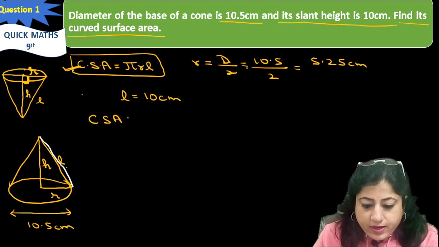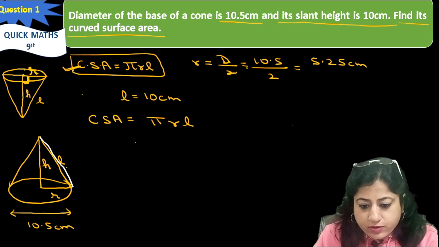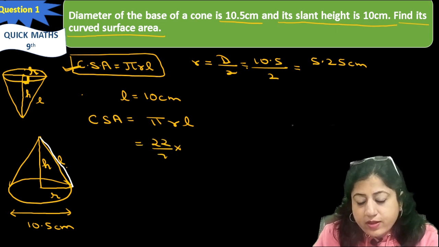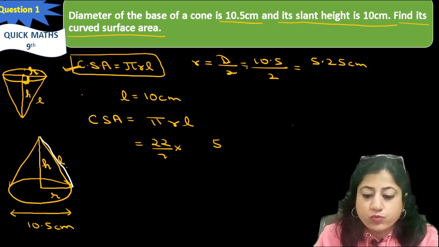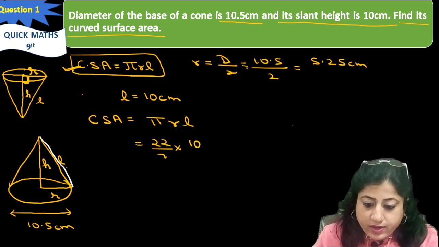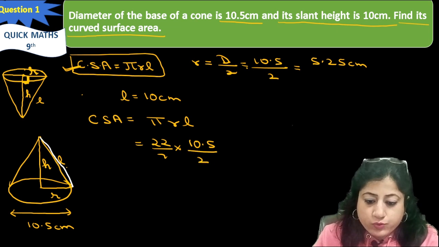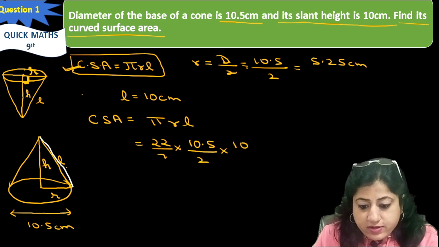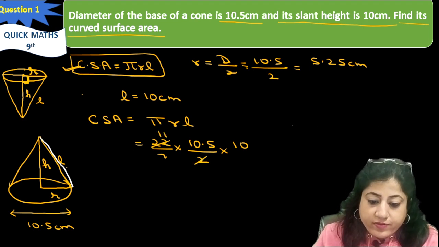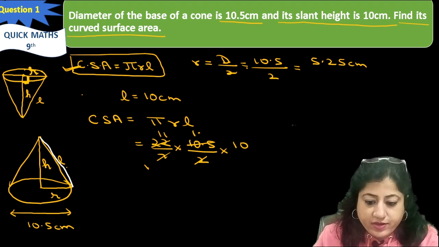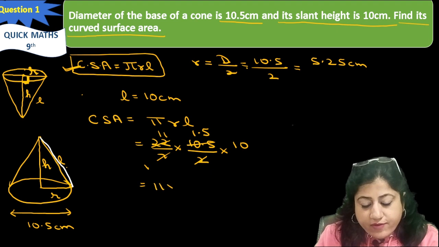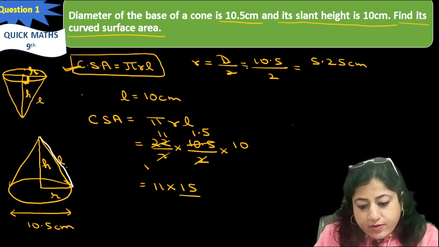So the curved surface area will be pi rl. Pi is 22 by 7. For r, we can apply 5.25, or we can use 10.5 by 2 because it will cancel with the 7. Multiply by L, L is 10. Now we can cancel: 2 elevens are 22, 7 ones are 7, 7 fives are 35. So it will be 11 multiplied by 15 by 10 into 10. The 0s will be cancelled out.